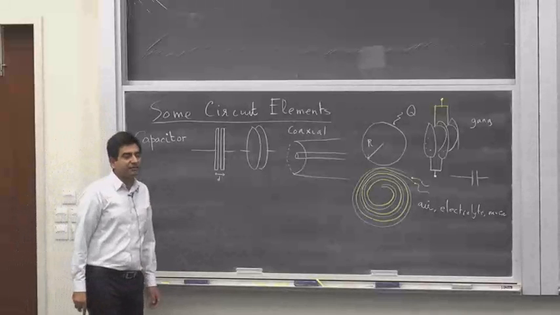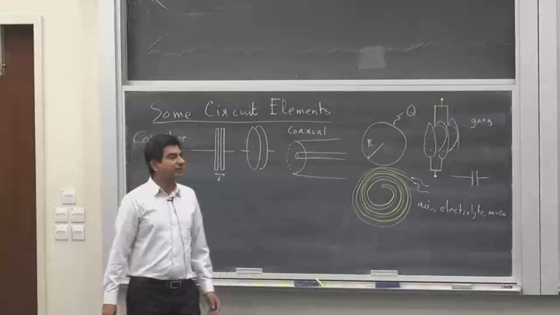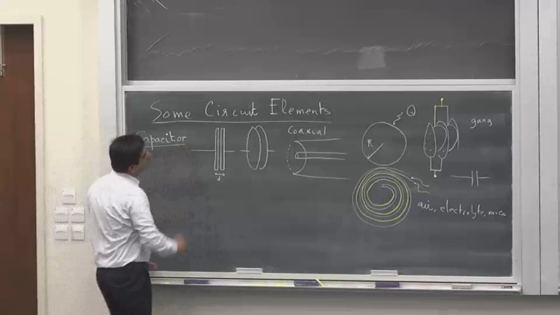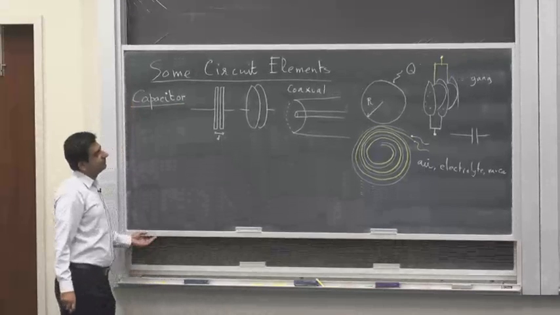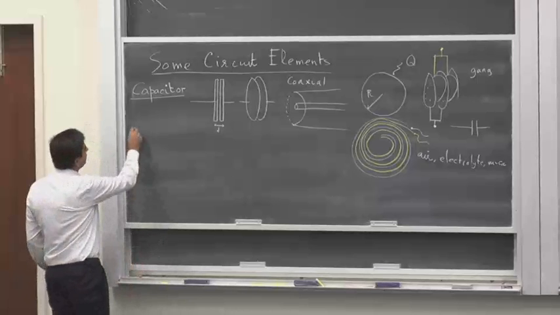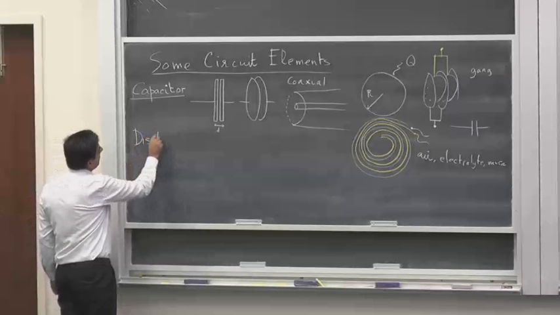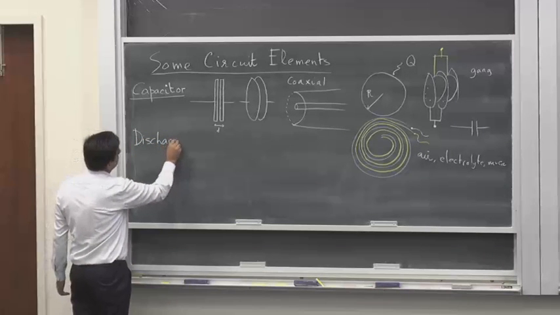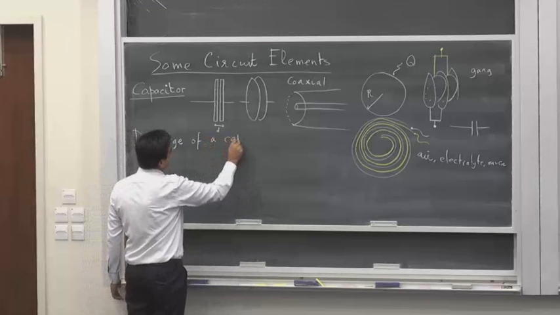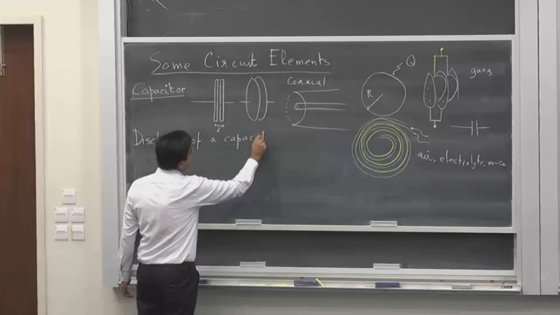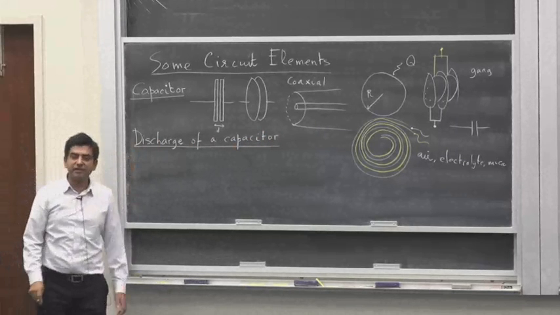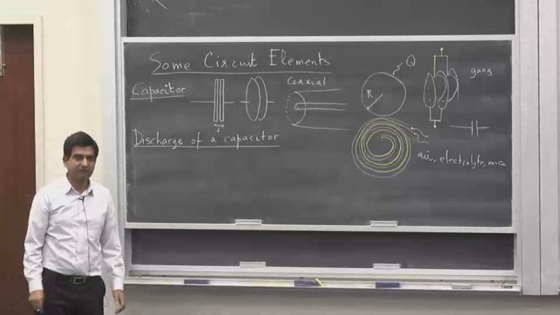But how does a capacitor really work? So what I would like to talk about now is, first of all, a capacitor is a charge storage device. I would like to talk about the discharge of a capacitor, because this is something that's easy to understand. And I would like to describe the discharge of a capacitor in terms of electric fields.